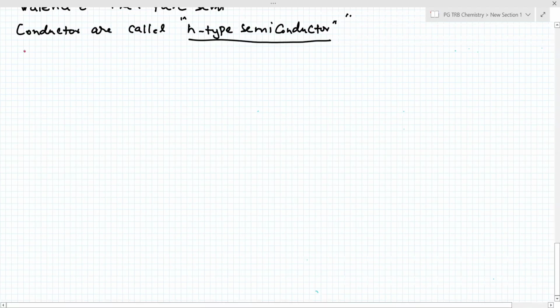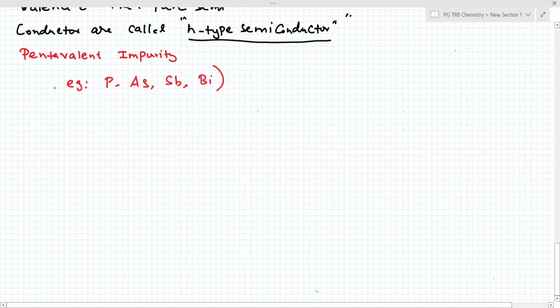Please note the principal impurities are pentavalent impurities. Any example, please note: phosphorus, arsenic, antimony. This is pentavalent. Okay. You got the point.